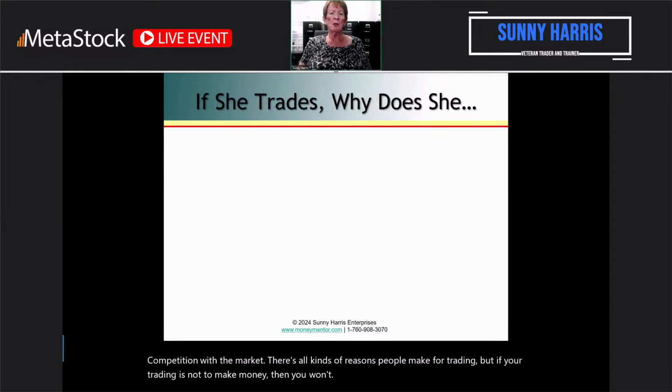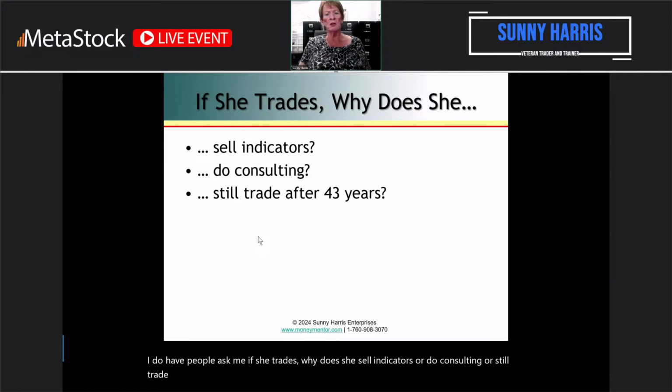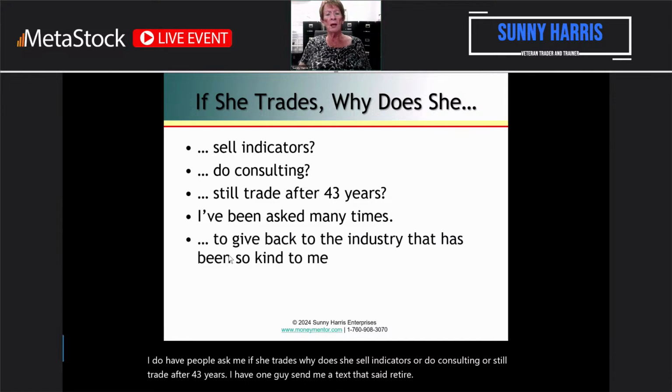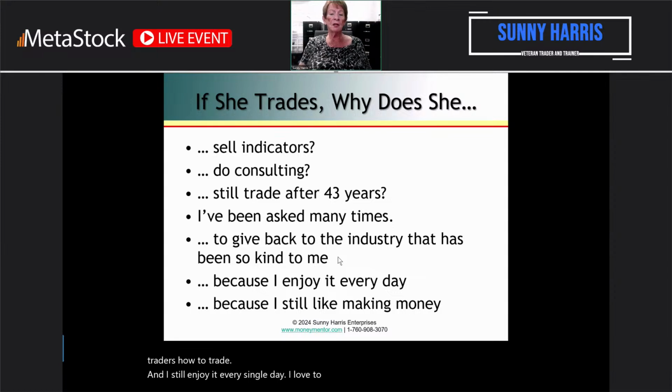I do have people ask me, if she trades, why does she sell indicators or do consulting or still trade after 43 years? I had one guy send me a text that said, retire. I like to give back to the industry that's been so kind to me, though, and I love to teach new traders how to trade. And I still enjoy it. Every single day, I love to trade. And I still like making money, which is, again, the only reason to trade.